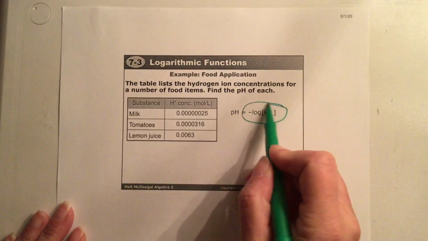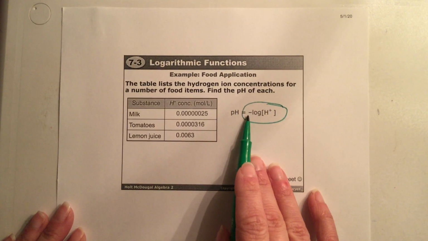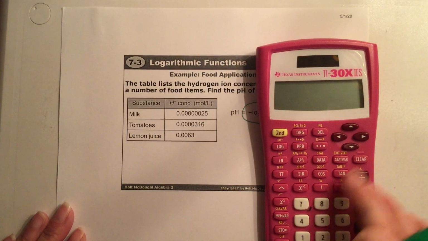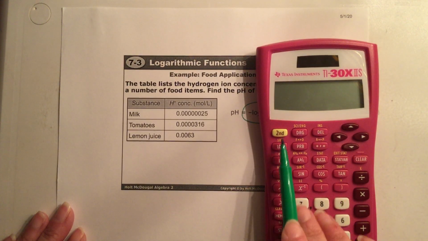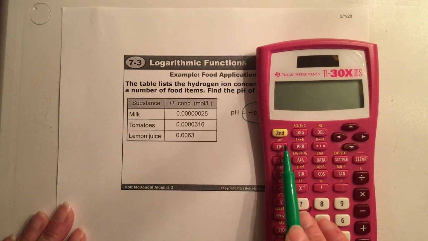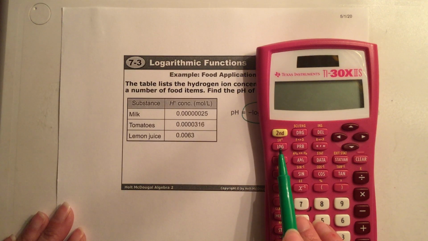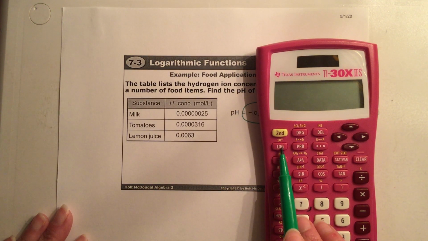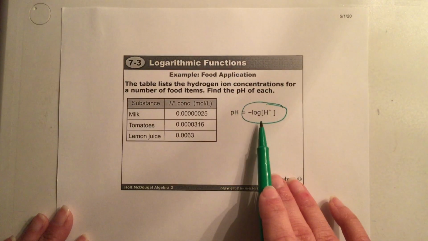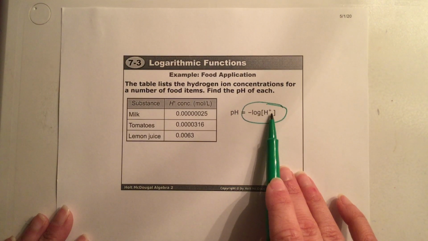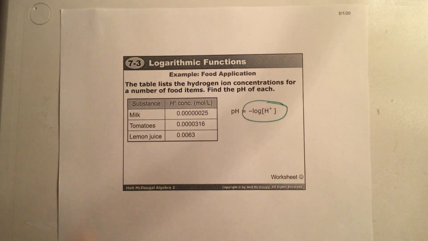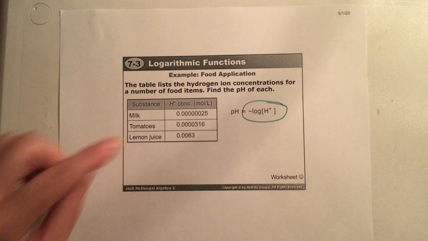Here is what the formula is. To calculate the pH, it's a negative log with a base of 10. There is a log button on your calculator, right underneath the second key. Notice it doesn't let you have a base other than 10, so you can only use this if you have a base of 10. We hit negative log, and then you're entering the hydrogen ion concentration for a food item. We're going to calculate the pH level of milk, tomatoes, and lemon juice.